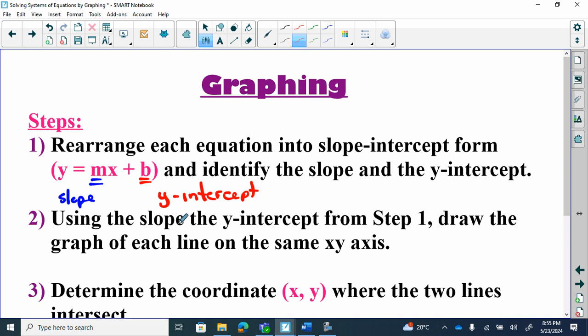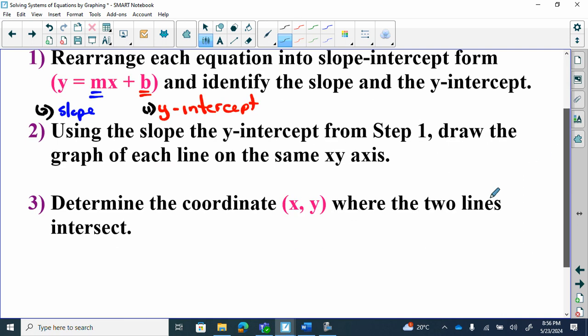We're going to use the slope and the y-intercept from step one, and we're going to draw the graph of each line. So we're going to start by putting our y-intercept on. We'll do this first, and then we'll do this second. We're going to use our rise over run. So think rise and run. And then once we have both of our lines drawn, wherever they intersect, that is going to be the solution. And we'll write down the coordinate x comma y, the ordered pair, x first, y second, where the two lines intersect or where they meet.